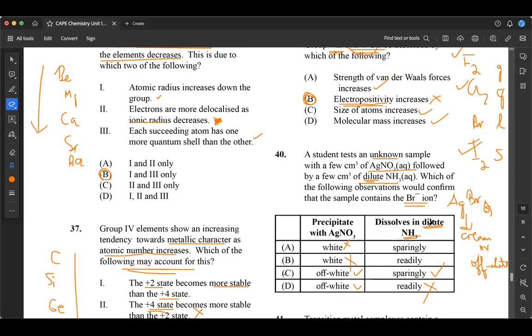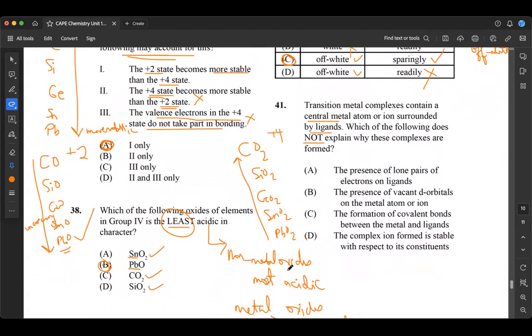And if we add dilute NH3 and we see that it's only sparingly soluble, then we can say, okay, for sure, that's the bromide ion, okay? So our answer for 40 is going to be C. Okay, so moving right along to 41 now.